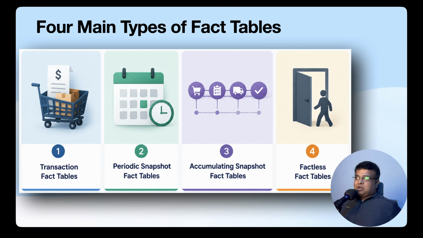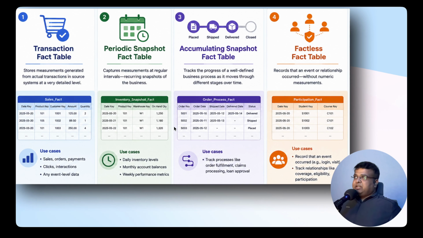Now the names sound a bit complex at first, but the ideas are actually pretty straightforward once you see them in action. The transaction fact table is the one that we are going to cover as a part of this video, and then in the next video we'll cover the other three. So a transaction fact table is probably the easiest to understand. This is where we store the measurements generated from actual transactions happening in the source systems, things like sales and orders and payments and clicks and so on and so forth. Usually this data is stored at a very detailed level inside the warehouse.